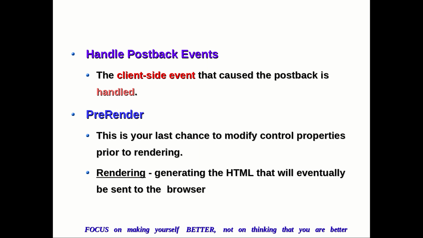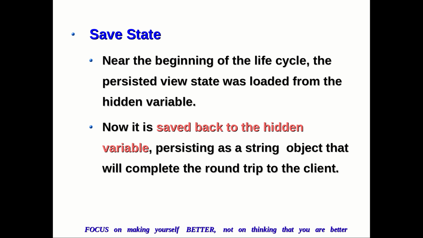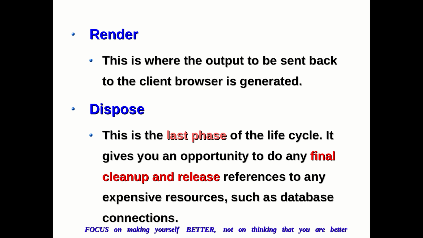Then the server will be doing the pre-rendering. If any control properties are to be modified, that will be done in the pre-rendering event. Then all the state information that is loaded from the client request will be saved back to the newly created HTML page. Then the rendering event happens. This is where the output will be sent back to the client browser.